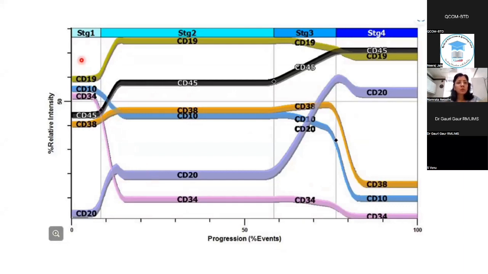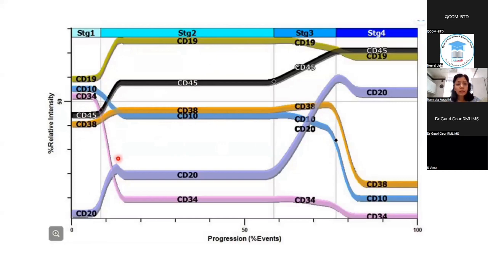So in stage 1, the earliest hematogones will be expressing CD19, CD10, CD34, CD45, and CD38, and will be negative for CD20. When they mature, CD19 is upregulated and it remains as such, more or less. CD10 starts to decline, and it declines further in stage 3 and in the mature cells.